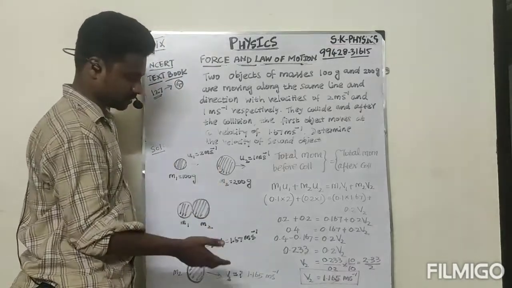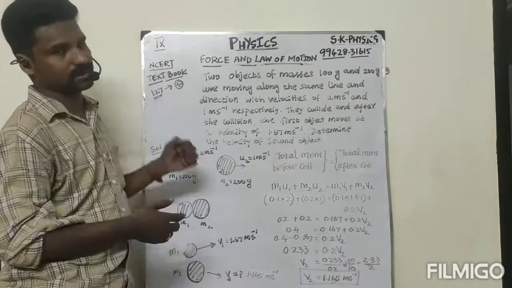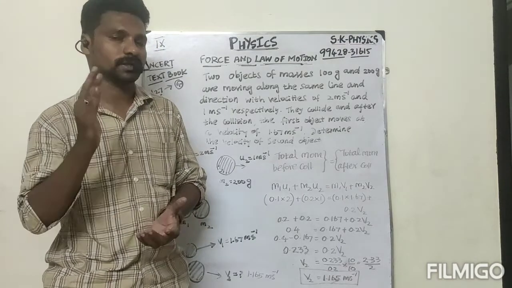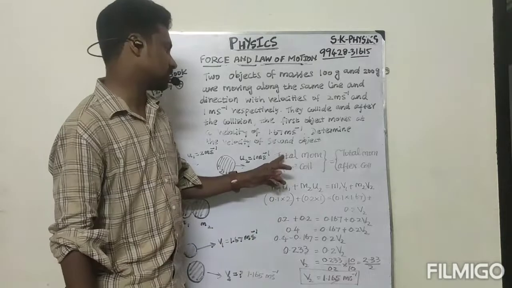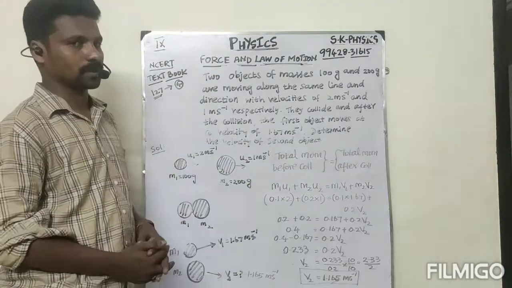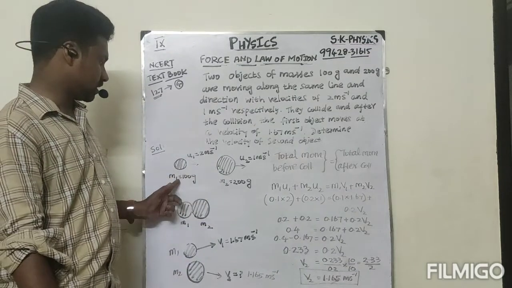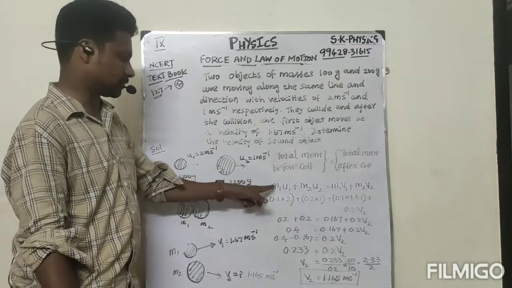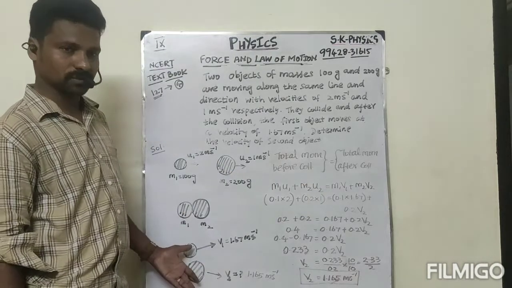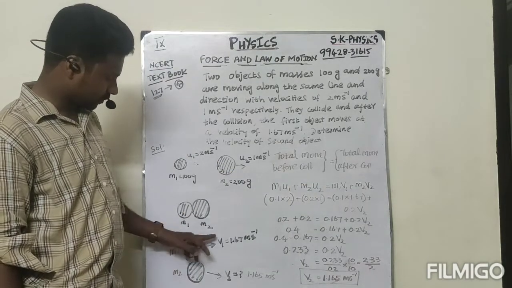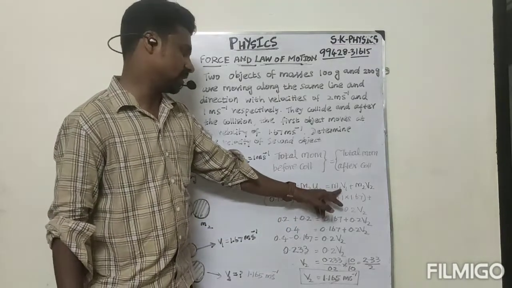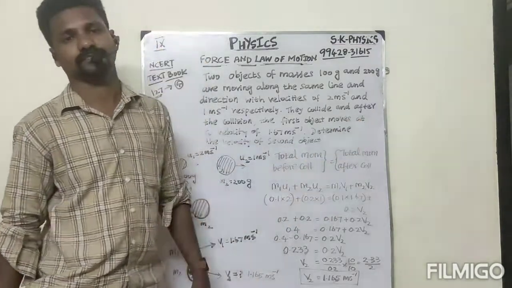That is the question. So we are going to find it by the same method, that is the law of conservation of linear momentum. The law says total momentum before collision is equal to total momentum after the collision. Before collision, momentum is m1u1 plus m2u2. That is equal to after collision, m1v1 plus m2v2.